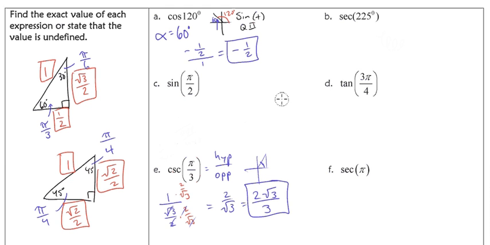All right, so hope you did pause and tried these on your own, and let's go through them now. So, secant of 225 degrees, we're going to have that as 225 degrees, which is going to be over in quadrant 3.